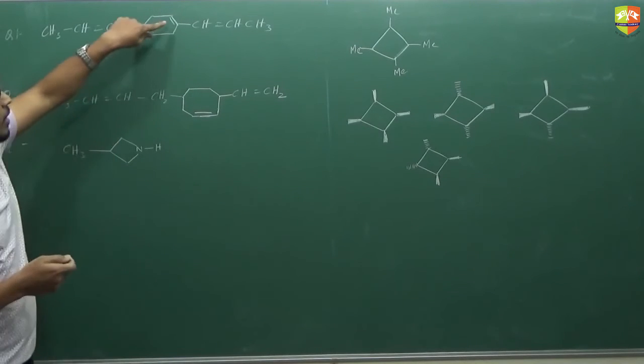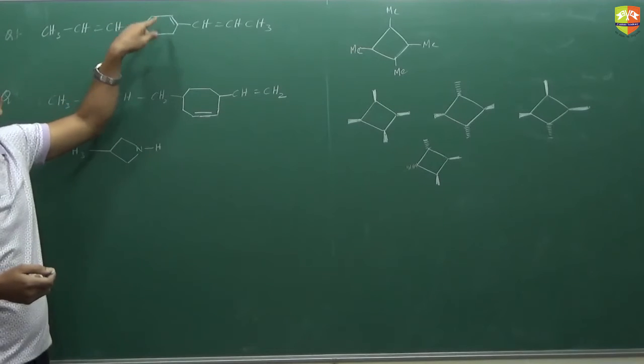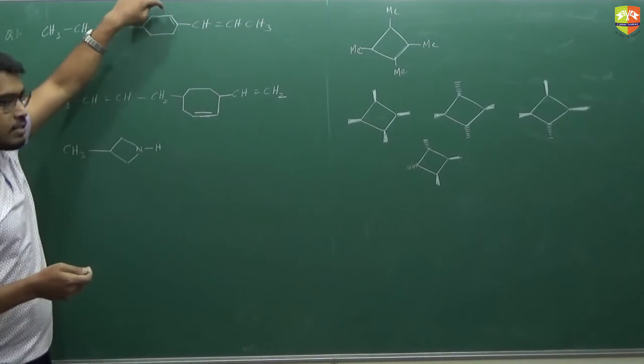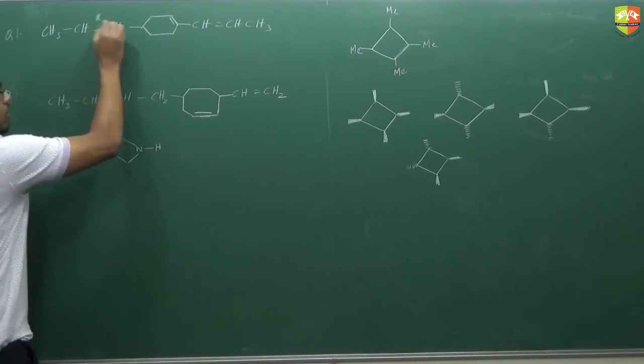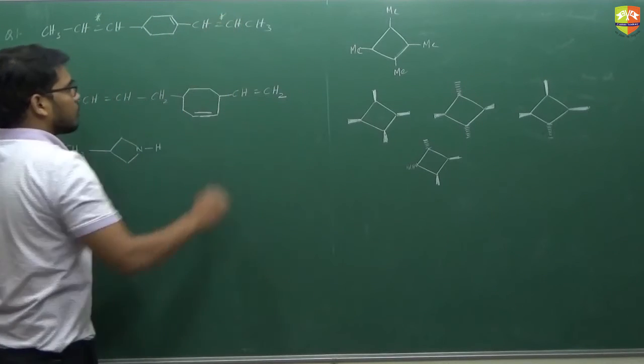We have a double bond inside the ring, but the ring is not 8 member. That is the condition. So because of the double bond inside the ring, also GI is not possible. So we have GI possible because of this double bond and this double bond. Two stereo centers.